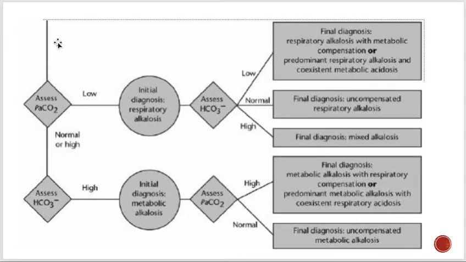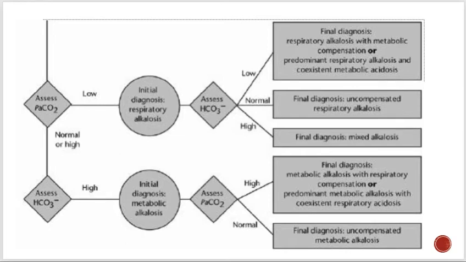Same thing here. If the pH is alkalotic, see the carbon dioxide. If it is low, it is respiratory alkalosis. But if the carbon dioxide is normal or high, then you have to check for HCO3. If this one is high, it is metabolic alkalosis. So after that, we look for the compensation.